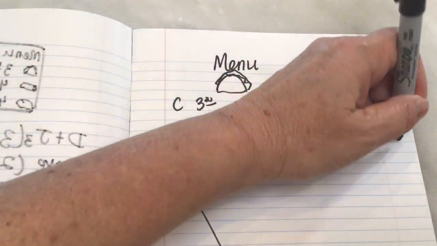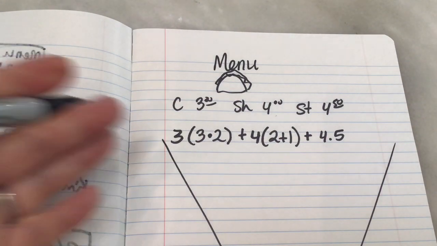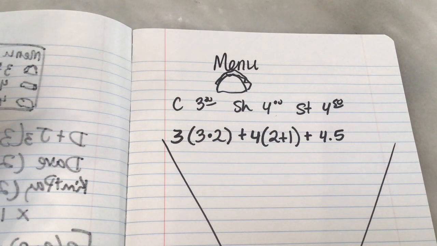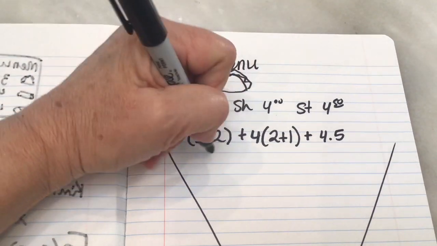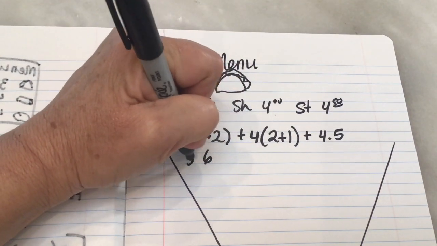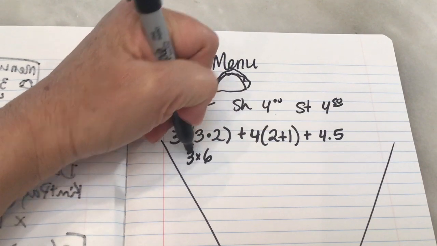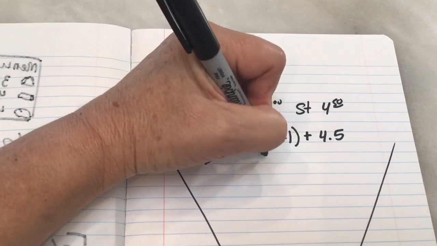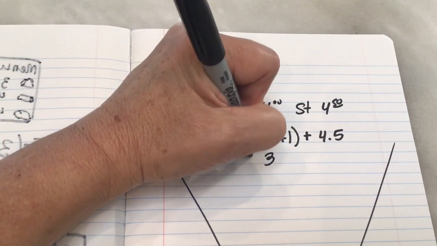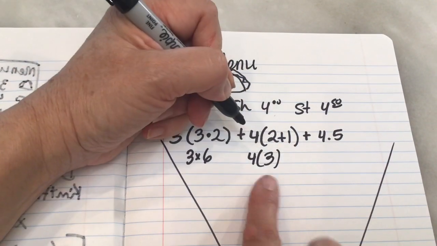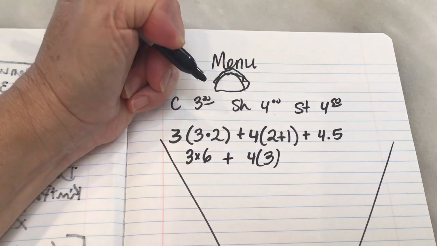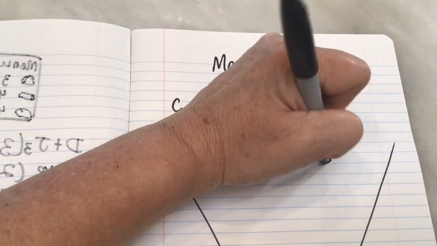We're going to work down sort of in this upside down triangle. We're going to start with PEMDAS. So we want to do the parentheses first. We have the 3 times the 2 is 6. So that will end up being 3 times the 6. And then the 2 plus 1 is 3. So that will be 4 times the 3. You could put it that way or that way. You're going to add that together and then add the 4.5 after that.